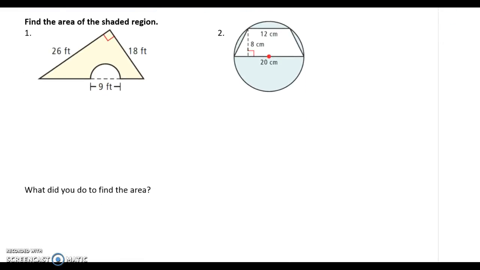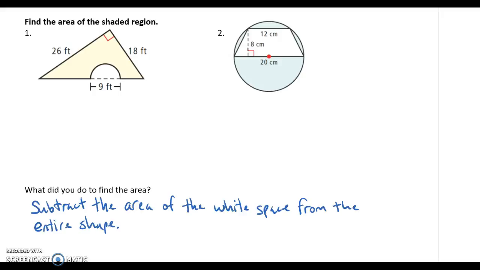So if we look at the next section, what happens if it looks like something came in and took a bite out of my shape? What do you think we're going to do here? Well, if you have a hole in it, we're not adding to the area. What do you think we're doing? All right, we're going to be taking away from the area. So we are going to subtract here. Okay, so that's our game plan. We're going to subtract the area of the white space from the entire shape.